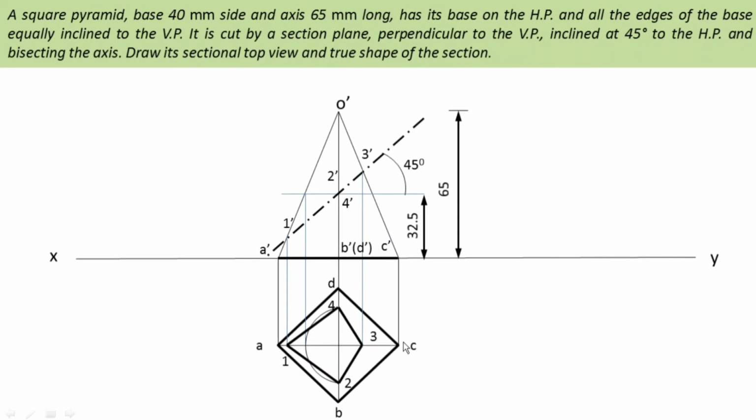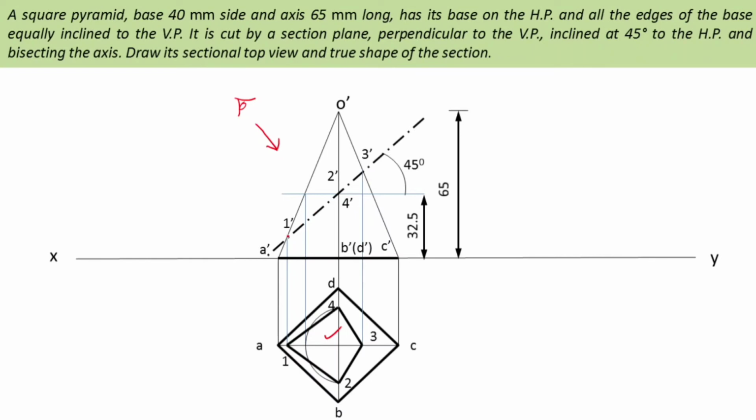I will finalize this, but initially I am interested in obtaining the true shape of the section. So how would the true shape of the section be visible? When I go perpendicular to this cutting plane. When I see from here, the true shape would be visible. To obtain the true shape of this cutting section, we need to see from here.